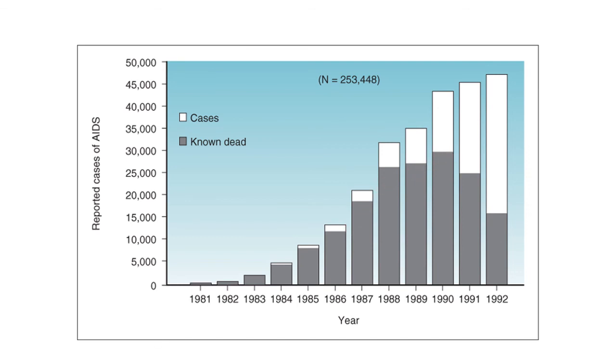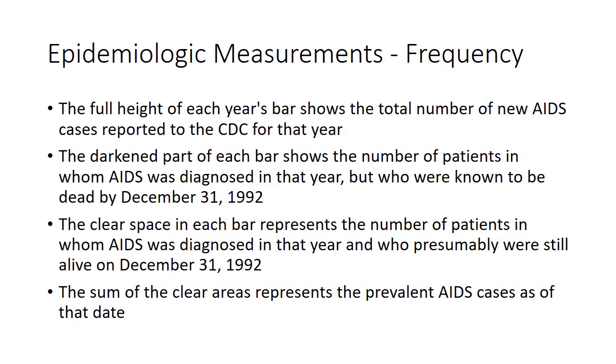Okay, so let's see how we can apply these principles of prevalence and incidence to this information now that you've been acclimated to it. This slide summarizes what we said on the last graph. Again, the full height of each year's bar is the total number of new AIDS cases reported to the CDC for that year. So the incidence for each year is the full height of that bar. The darkened portions are the number of patients in whom AIDS was diagnosed in that year but who were dead by the end of the study period, 12/31/1992. The clear space in each bar is the number of people diagnosed in that year who presumably were still alive. They were not reported to be dead.